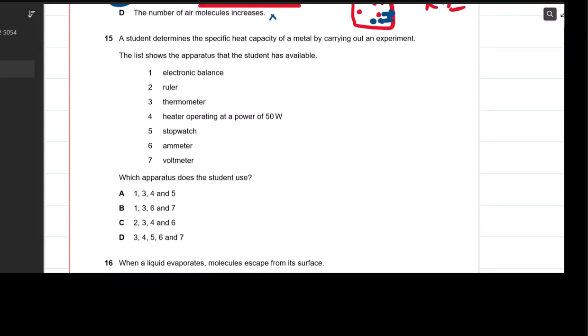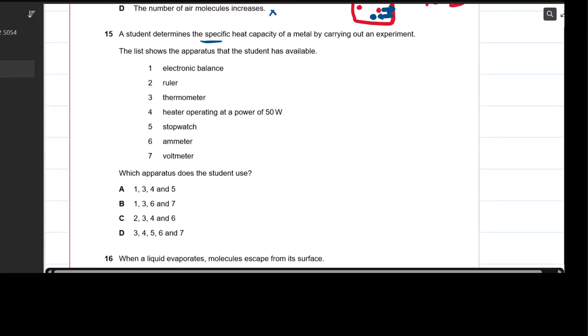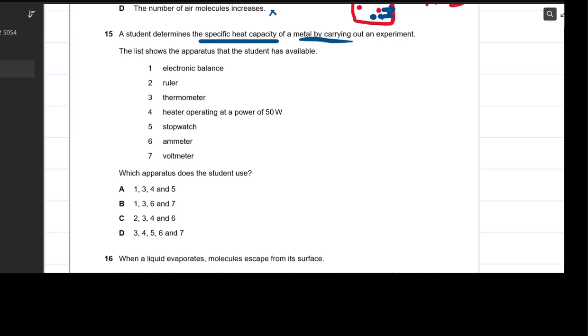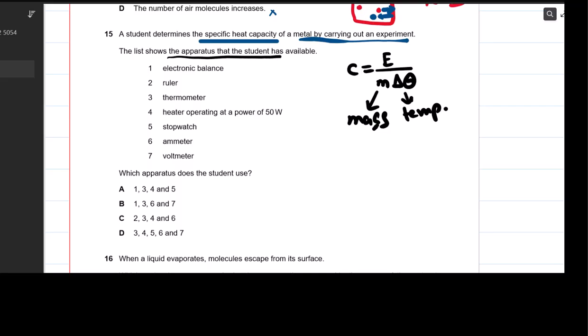Okay, for question 15, a student determines specific heat capacity of a metal by carrying out an experiment. You know, specific heat capacity is equal to thermal energy divided by mass times delta theta, that is temperature. This is temperature and this is mass. So the list shows the apparatus that the student has available. Okay, electronic balance, it is used to measure mass. Ruler, it is used to measure distance. Thermometer is possible to measure temperature.